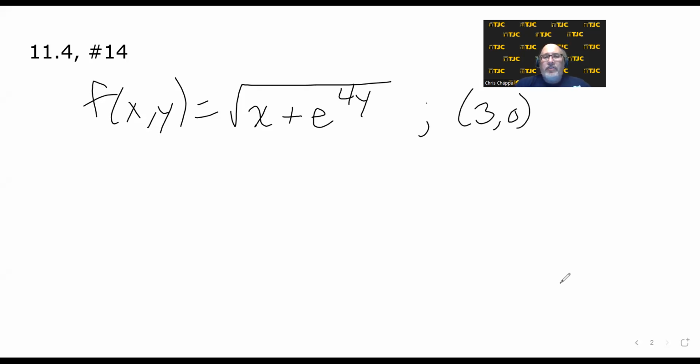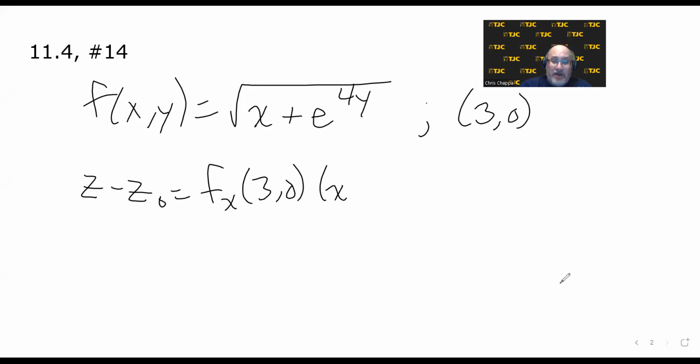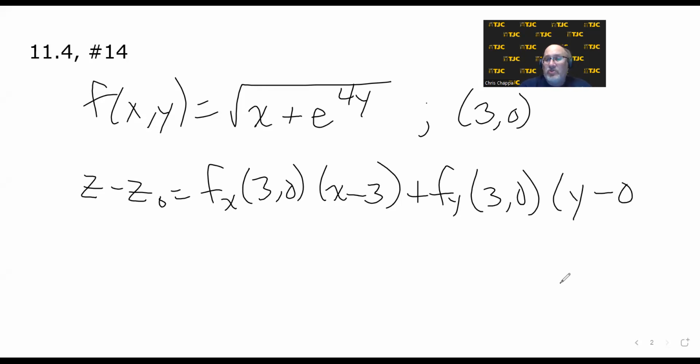All right, I recall that the equation of the tangent plane can be written a few different ways. One way is to write z minus z naught is equal to the partial with respect to x evaluated at 3, 0 times x minus 3 plus the partial with respect to y evaluated at 3, 0 times y minus 0. Now, of course, the minus 0 is not relevant there. I was just emphasizing where this ordered pair went. It went there and it went here.